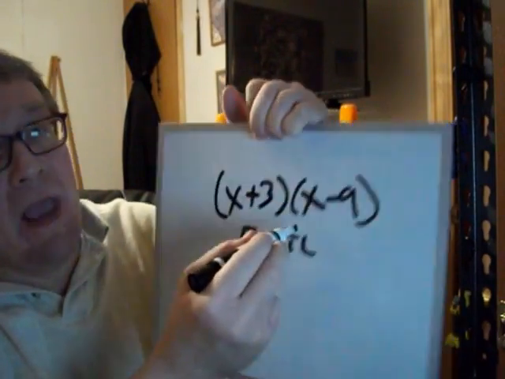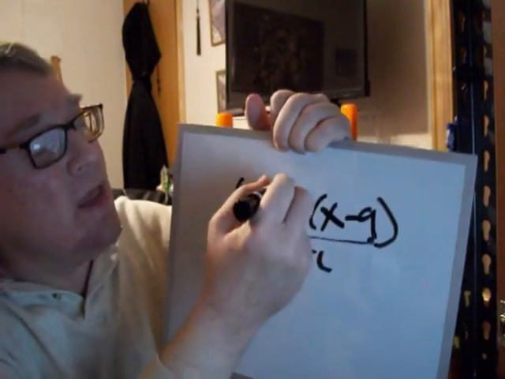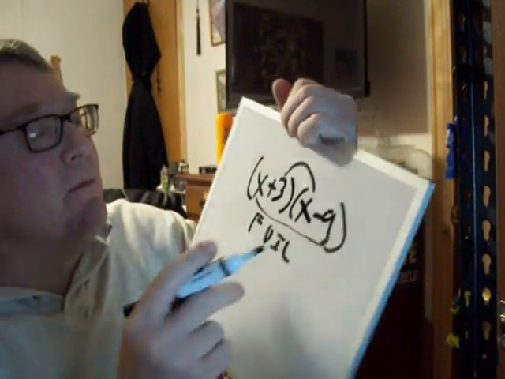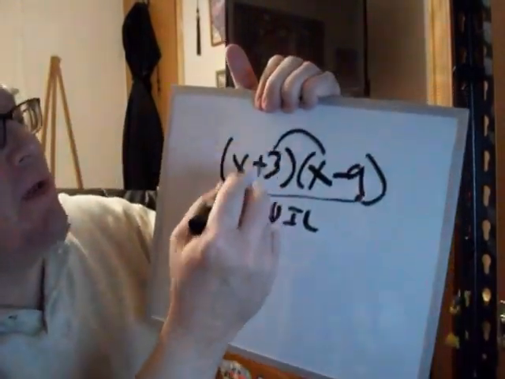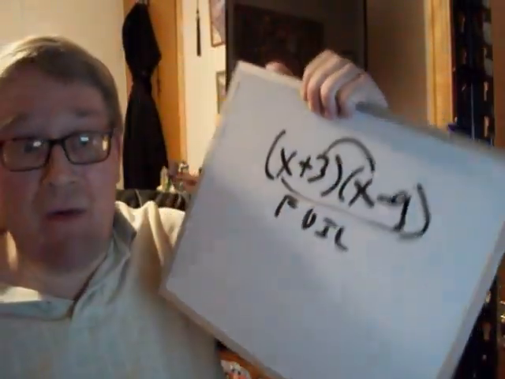And then you'd multiply the inner terms. So these would be the outer terms, and this and this would be the inner terms. And then you would multiply the last terms, which would be the 3 and the 9. And that's why it's called FOIL. I have seen that in the past, and that the parentheses are a multiplication.